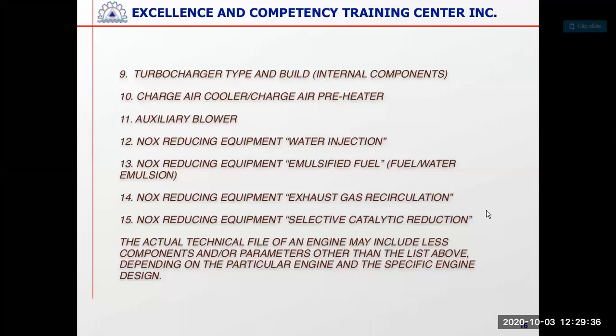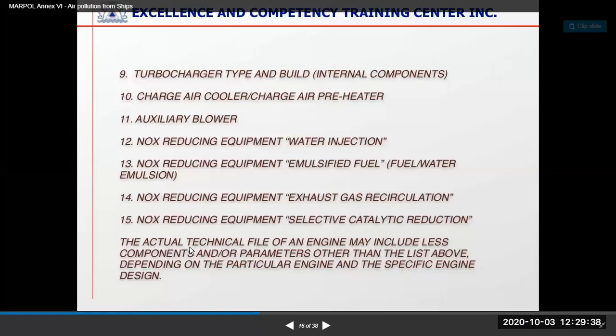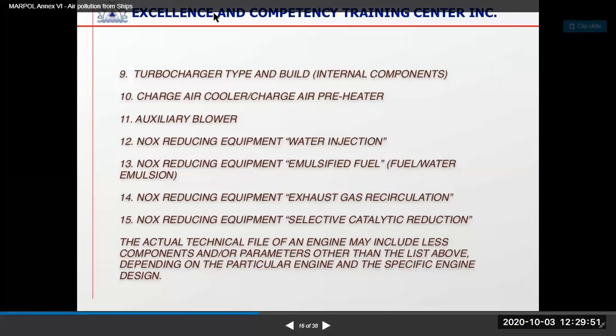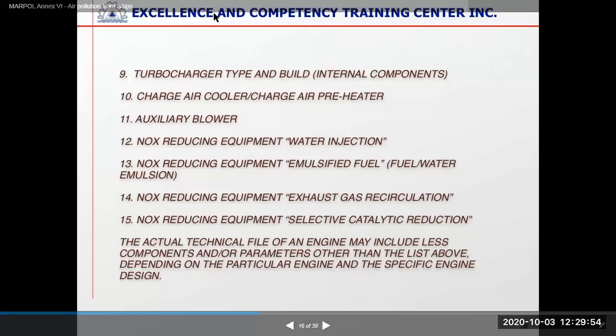And you need to have a NOx technical file which has to be maintained on the ship for any engine. So the actual technical file of any engine may include fewer components and or parameters other than the list above, depending on the particular engine and the specific. So you need to have a ship specific NOx technical file.